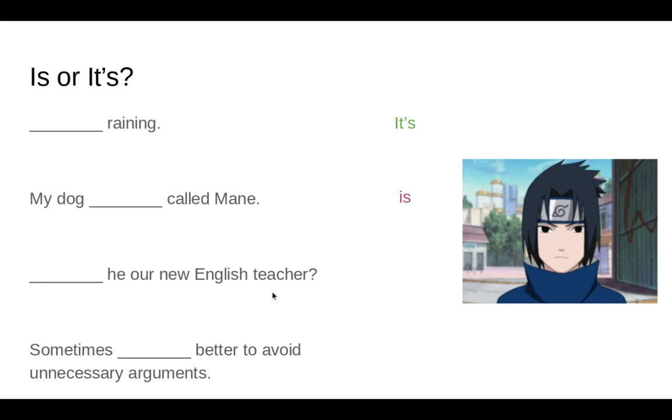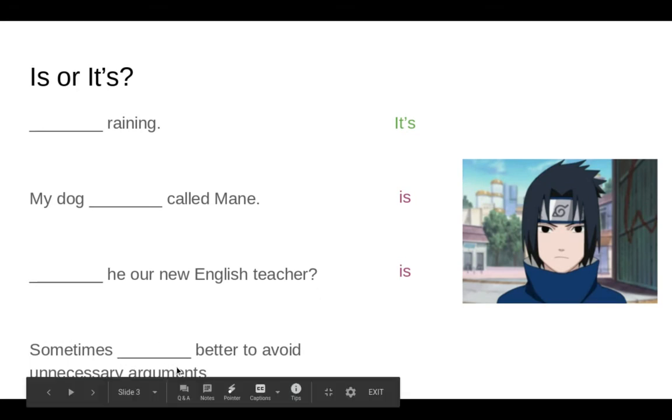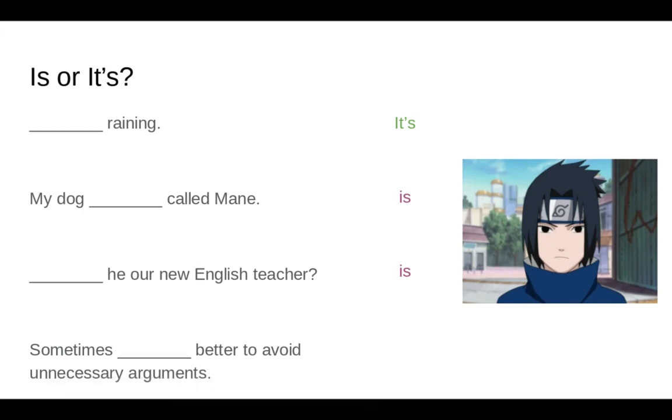Something he our new English teacher, okay? When it's a question, it's slightly different. You still need a subject, but the subject will come after the verb. So this is our subject, he, okay? So if we have a subject, we don't need it's, you can just have a verb. So it's going to be is. Is he our new English teacher? Finally, sometimes something better to avoid unnecessary arguments. Do we have a subject? He, she, a dog, a person? No, we don't. We just have sometimes. That's not a subject, okay? So we need to introduce one, and then that would be it's, okay?